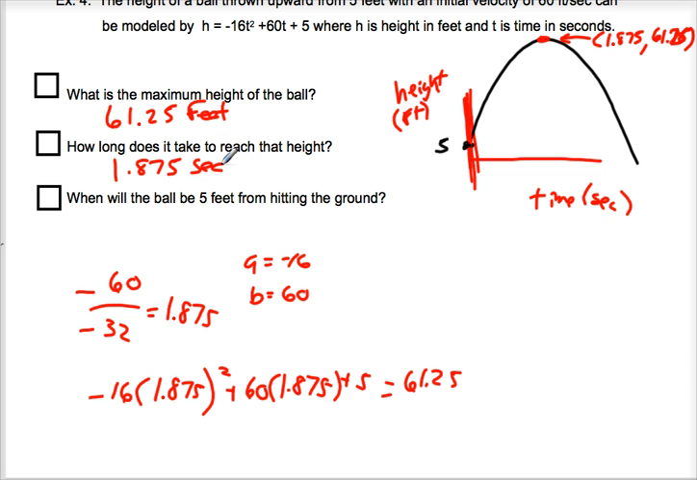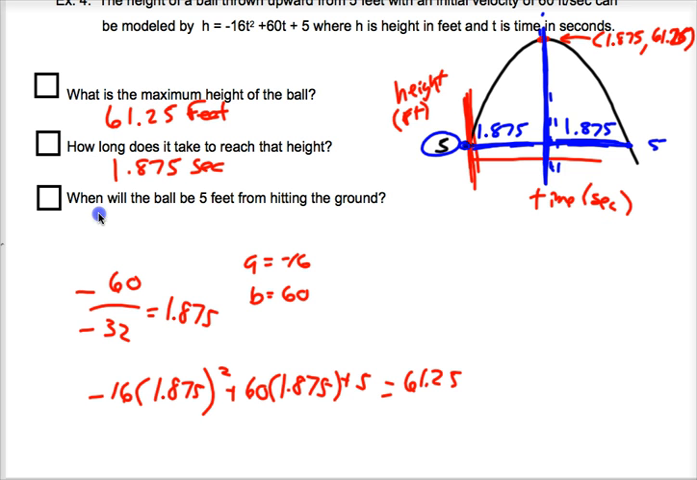Finally, I got one more question. When will the ball be 5 feet from hitting the ground? So I want to know how long does it take to get over here where it's 5. And what I'm getting at here is think about the axis of symmetry and think about what's supposed to happen here on my graph. My axis of symmetry is a little out of whack, but it's right in here. This should be the same as that if they're symmetrical. Because this is also at a level of 5, and I want a level of 5 over here.